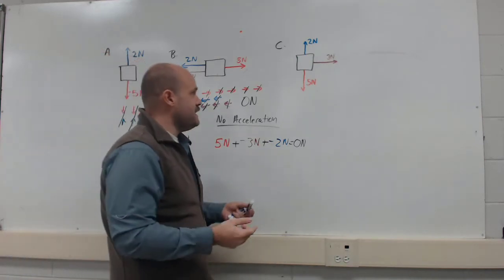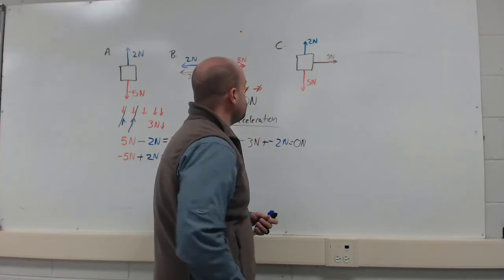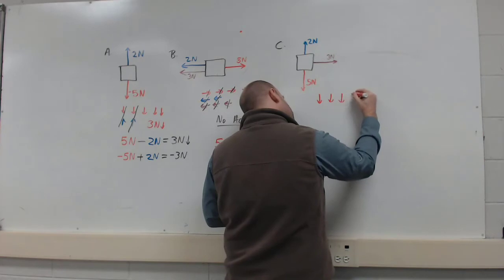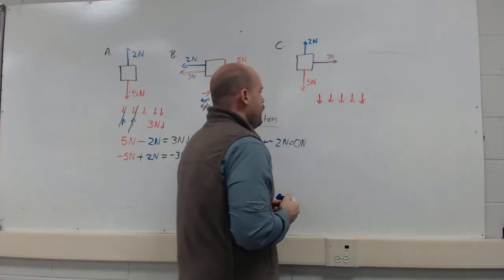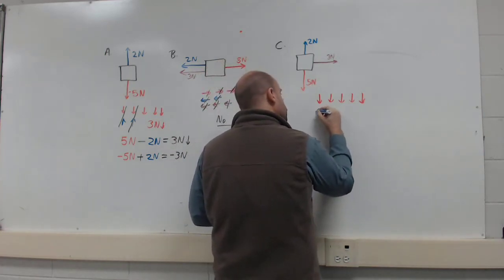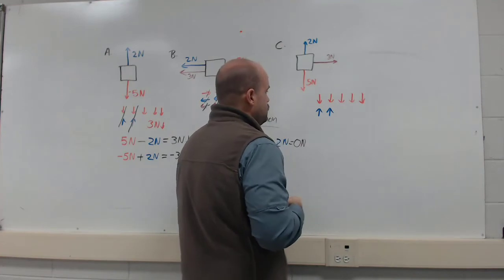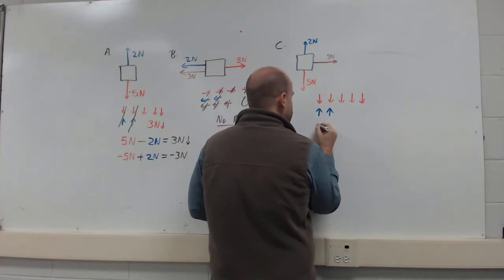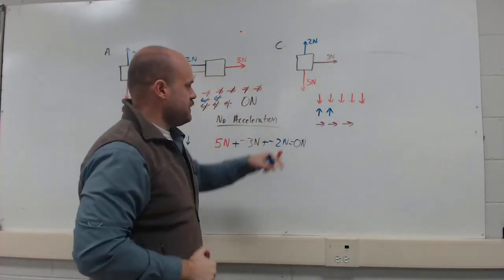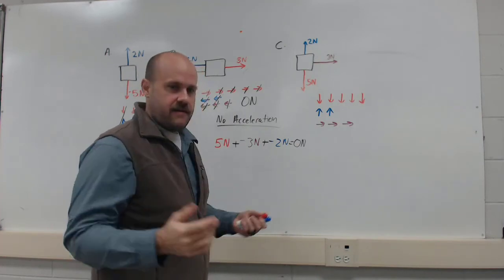So when do forces not interact? Let's look at that. In example C, looking at our arrows, we have 5 newtons down. Okay, and we have 2 newtons going up from our blue force, and we have 3 newtons going to the right. So we have to ask ourselves, which of these forces are parallel, and therefore are going to interact.